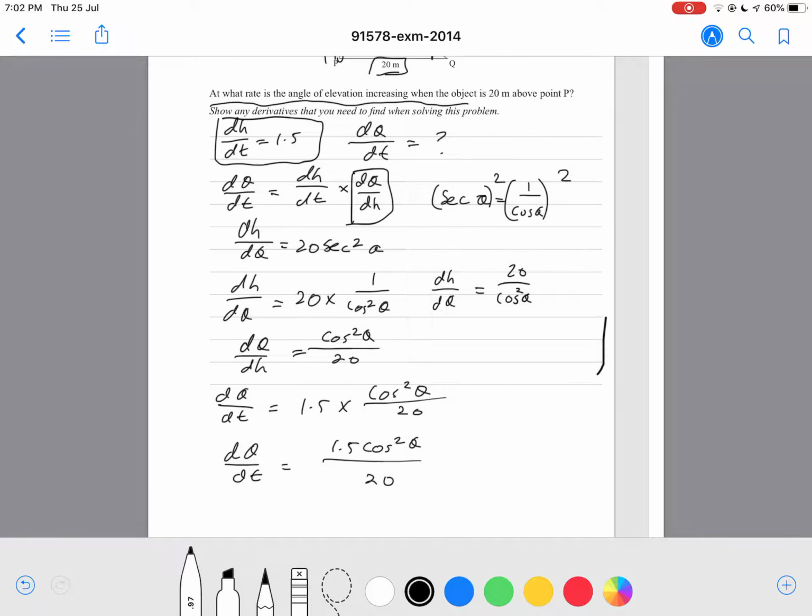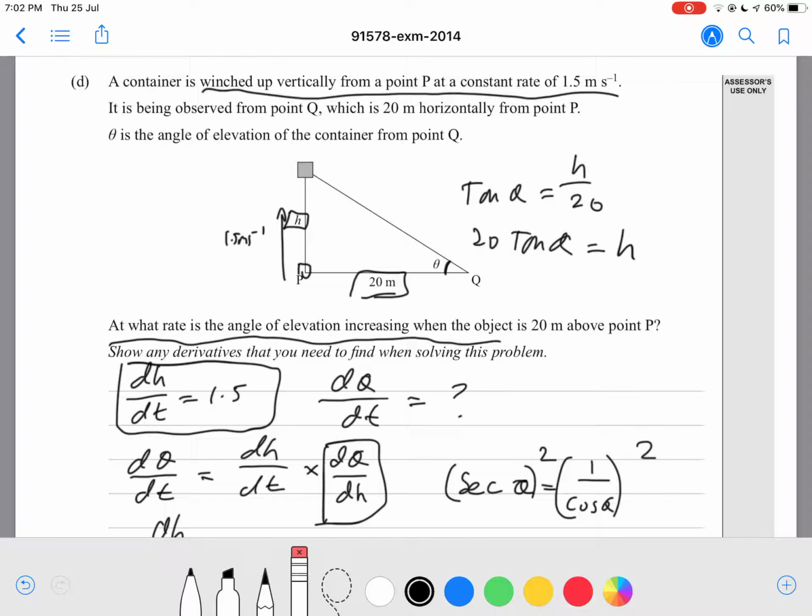Okay, so at what rate is the angle of elevation increasing when the object is 20 meters above point P? When the object is 20 meters above point P, that means the height is 20 meters, and we also know that the adjacent side is 20 meters. So we can use our tan rule: tan theta equals 20 divided by 20. That means our theta should give us 45 degrees. So basically when the container is 20 meters above the ground, our theta will be 45 degrees. That's basically what it tells us.